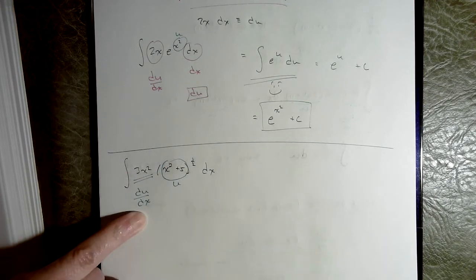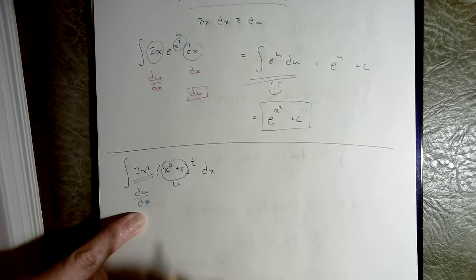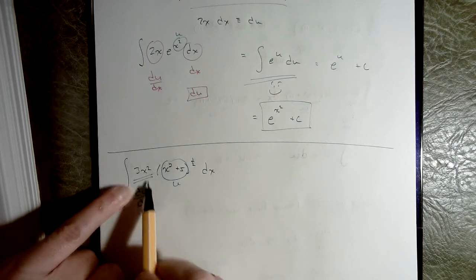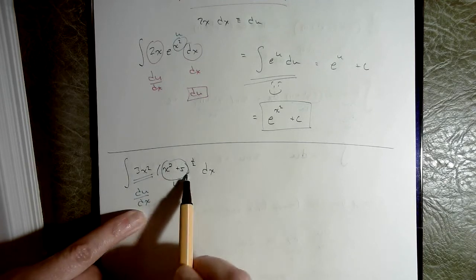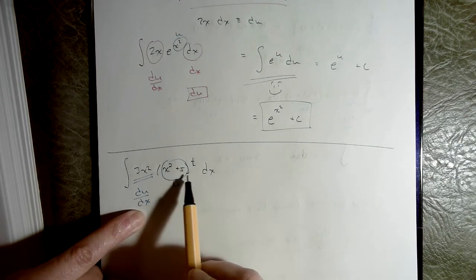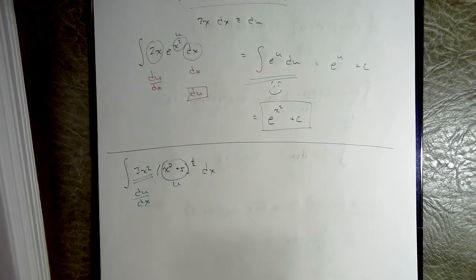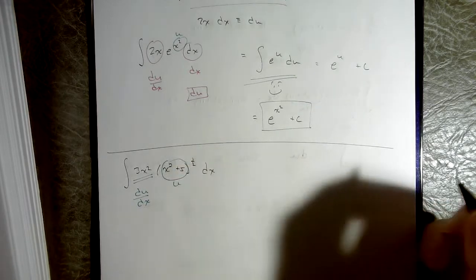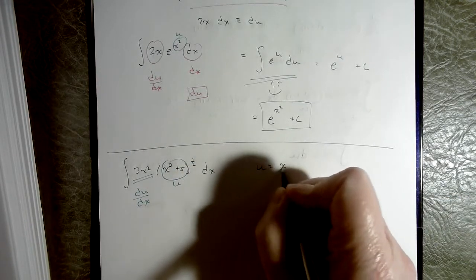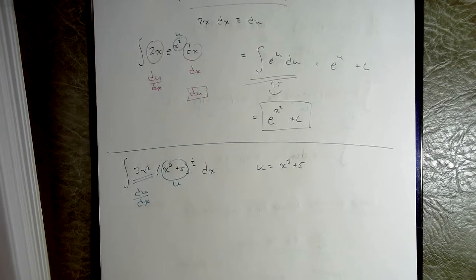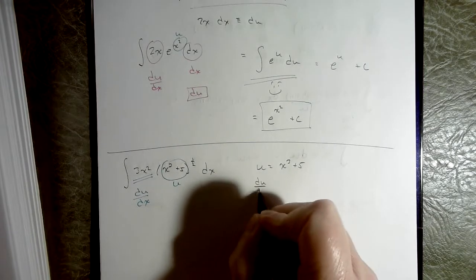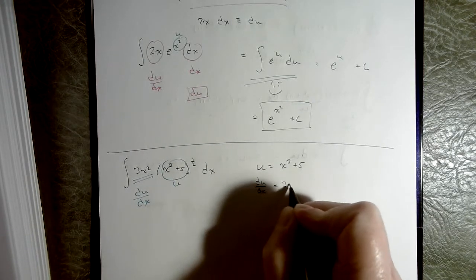I keep gesturing with my pen like it makes it more emphatic. This! 3x squared is the derivative of my fancy mouthful inside the composition. And that's going to be lovely. So here's how we write it out. U is going to be x cubed plus 5. Never do things in your head, always write it out. The derivative with respect to x is 3x squared.